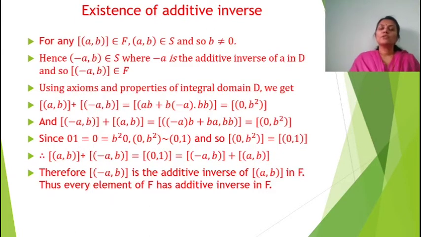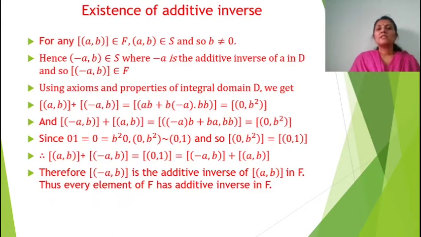Now we have to show that there exists an additive inverse for any element in F. For that, take one element [a, b], the class, an element of F. So for [a, b] an element of F, the coordinate pair (a, b) is an element of S. So b is not equal to 0, the second coordinate of S not equal to 0. Hence (minus a, b) is an element of S, where minus a is the additive inverse of a in D.